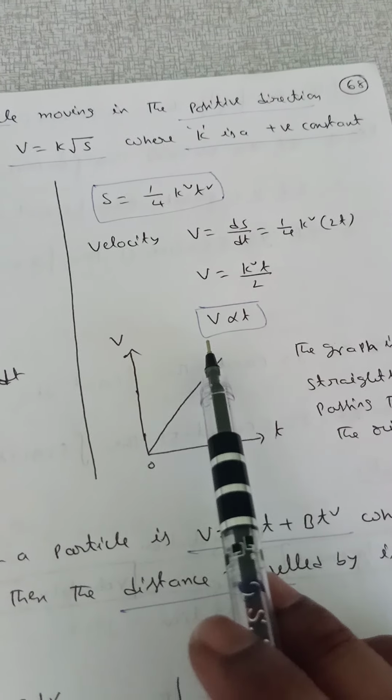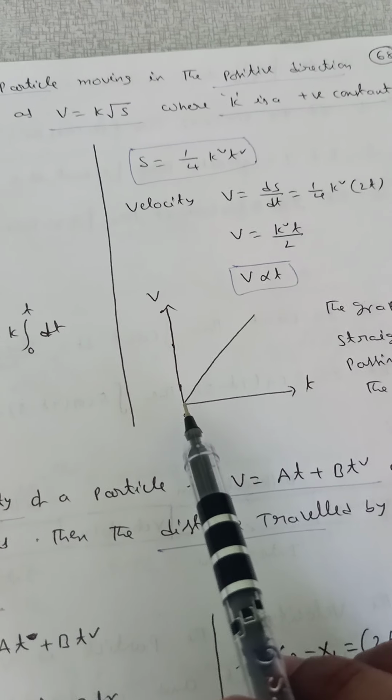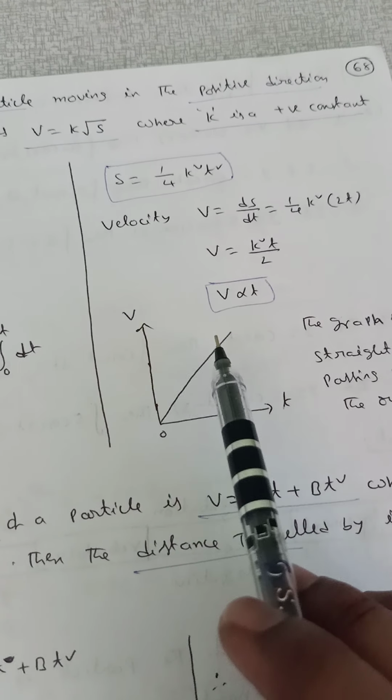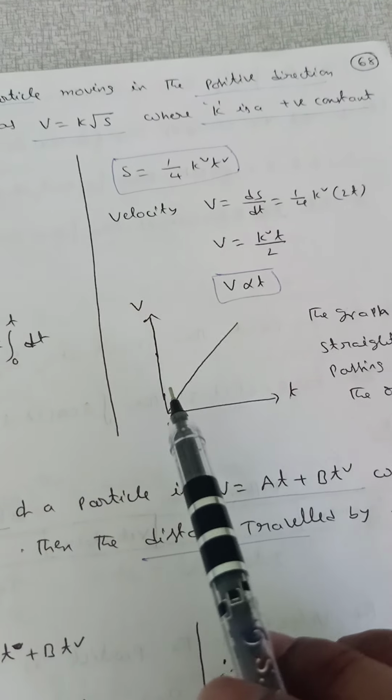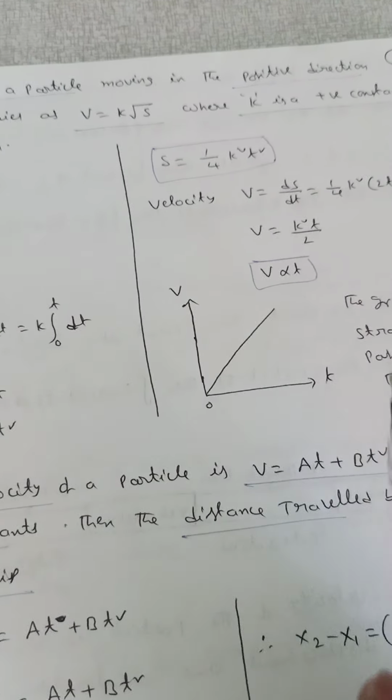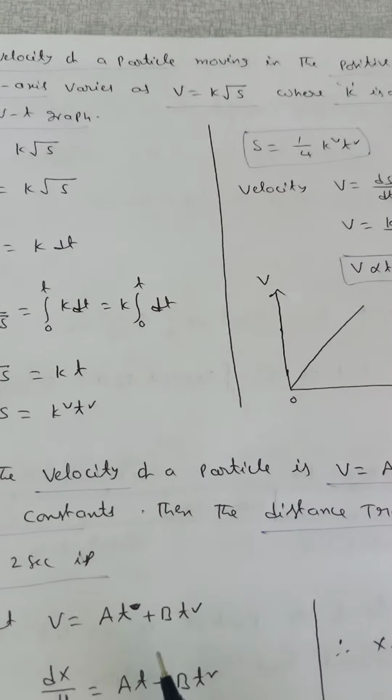These are two parameters that are directly proportional, so the nature of the graph is a straight line passing through the origin. This is the most important question in the previous EAMCET examination.